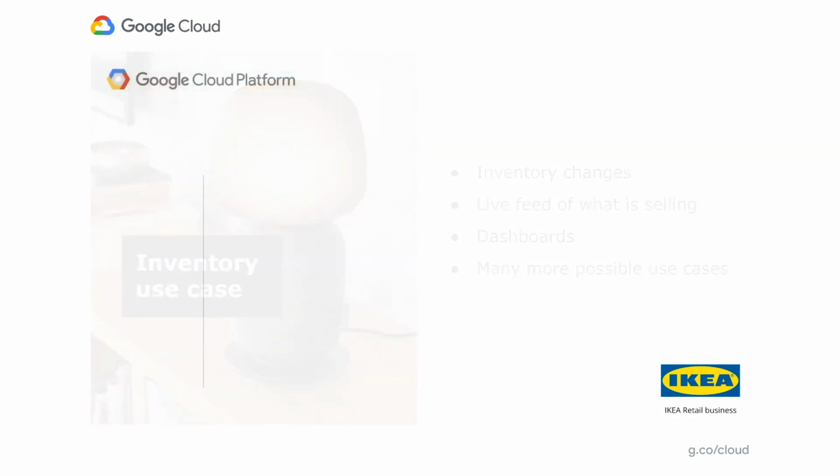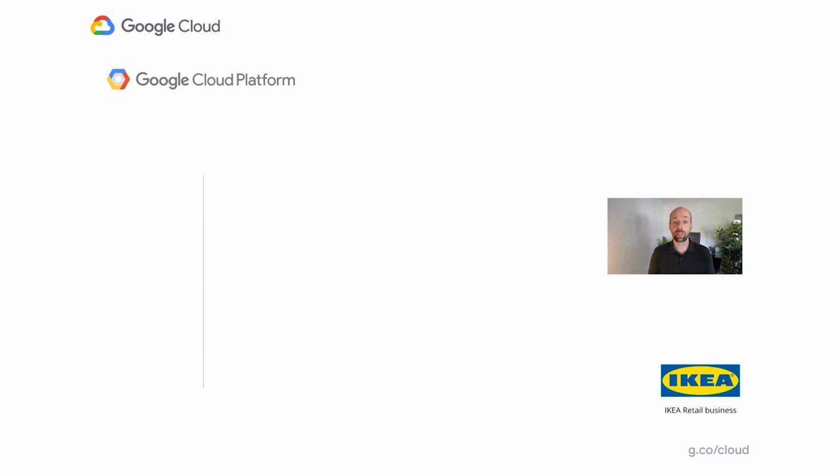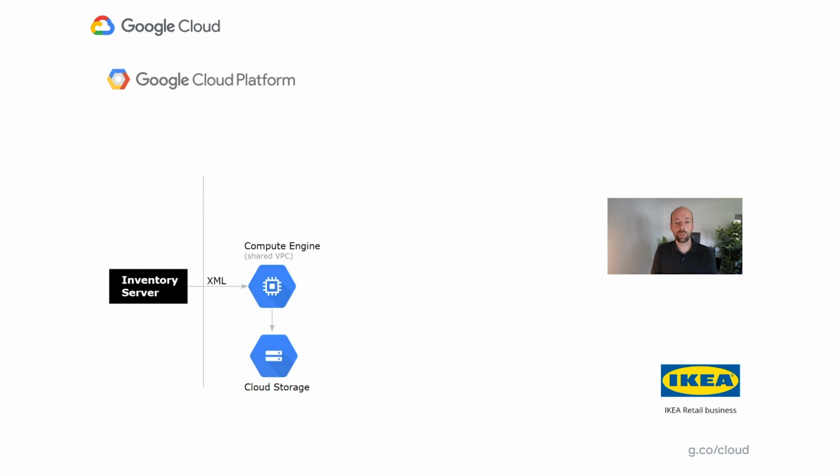So let's take a look at an architecture of one of the use cases that my fellow coworker Michael created. First, we have our inventory server, which sits on premise at each IKEA location and talks to the Google Cloud through a compute engine from a shared VPC on a VPN. And this sends many different messages as XML. The XML is then compared to Google Cloud Storage, looking for new or changed rows. And the ones that are changed are sent as a JSON object to a Pub/Sub topic.